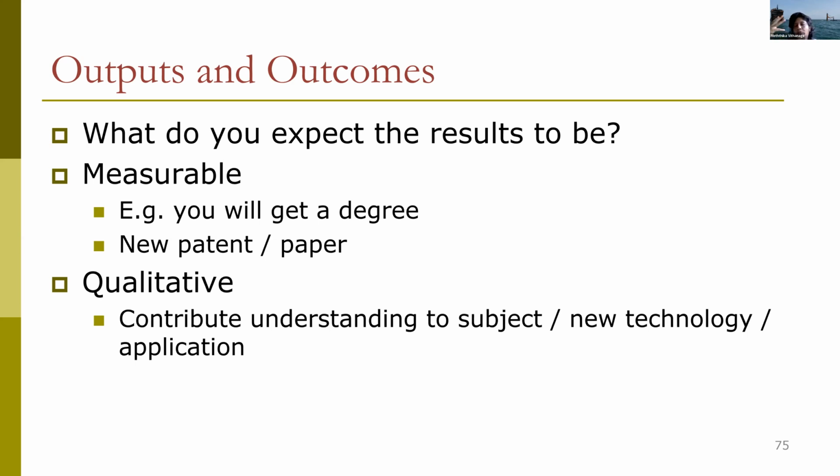So outputs and outcomes give the reader or the evaluator an idea of your qualitative and quantitative capacity, right? So you can gain these things from writing outputs and outcomes. Remember that outputs are tangible and measurable; outcomes are not, right? Outcomes are more broad.